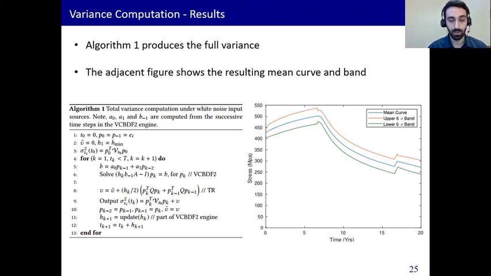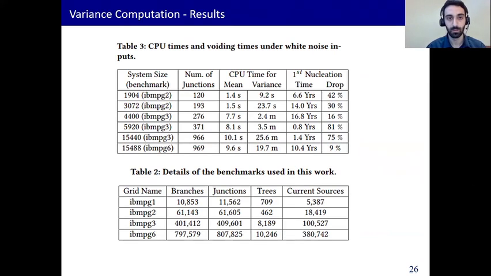As a result, we combine those 2 contributions in a single algorithm that gives the total variance computation under white noise input. On the right-hand side, we see the mean stress curve shown in blue with a 6 sigma variance band around it shown in red and the green curves. This algorithm is fast on individual trees. Table 1 reports on the CPU time for individual trees and the percentage drop in time to first nucleation, which can be as high as 80%.